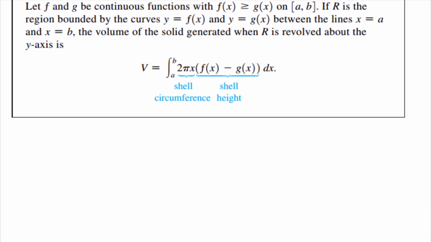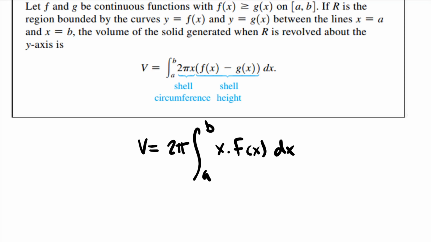So this is when we have two functions. And once again, when we just have one function, it's going to be 2 pi times the integral from a to b of x times just f of x dx. So that's just a simple one where we don't have two different heights, where we're not trapped between two curves and going about the axis. Here is our intro.